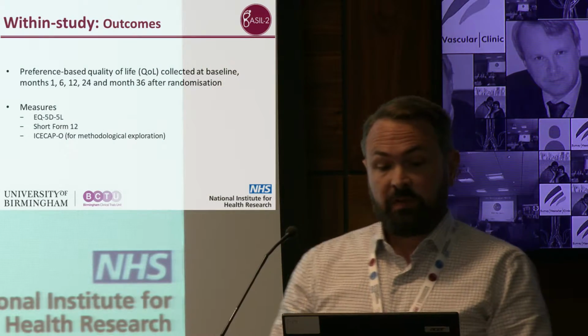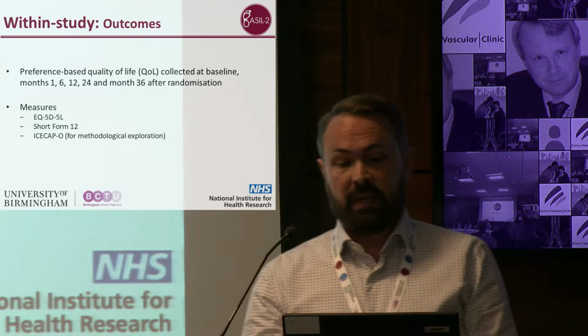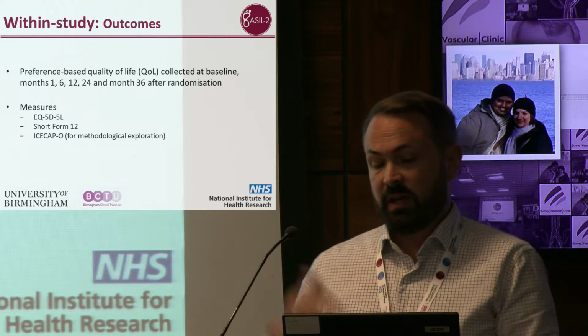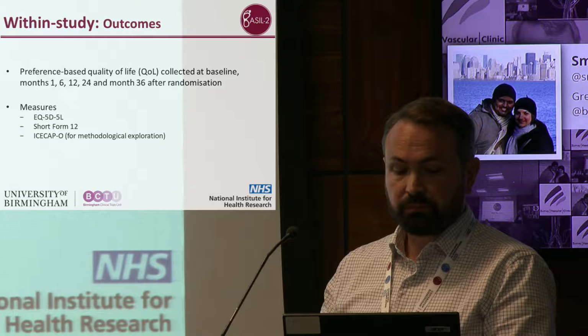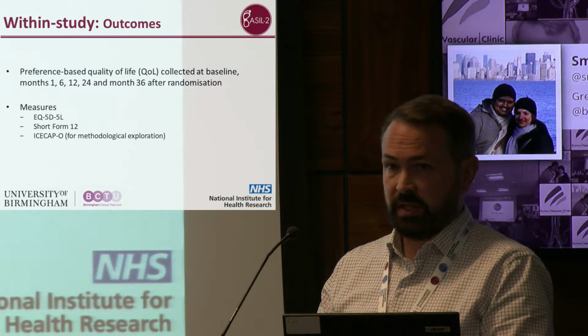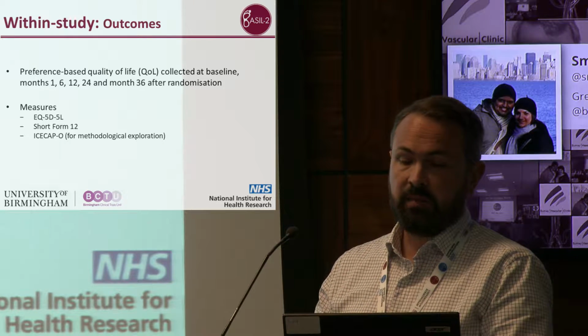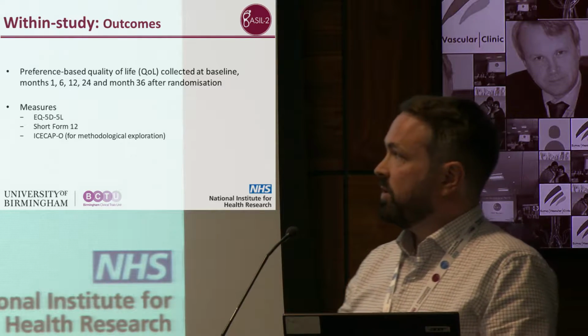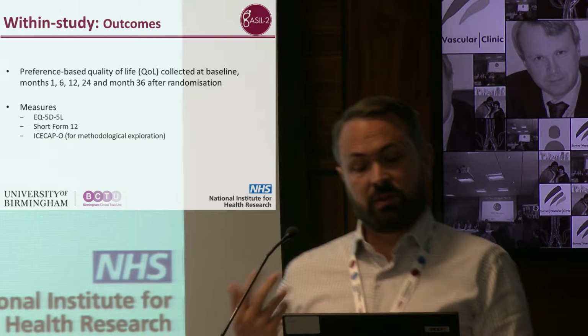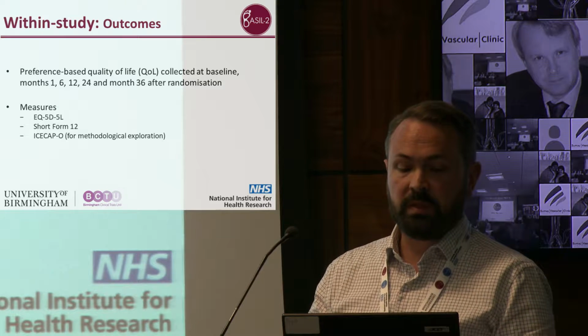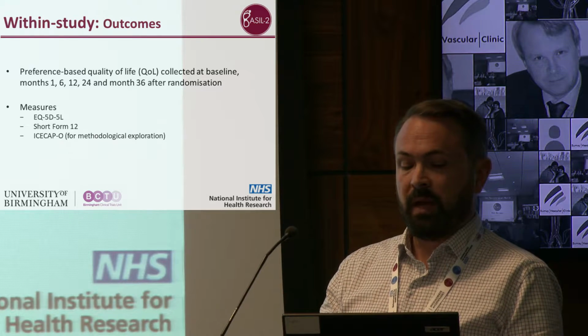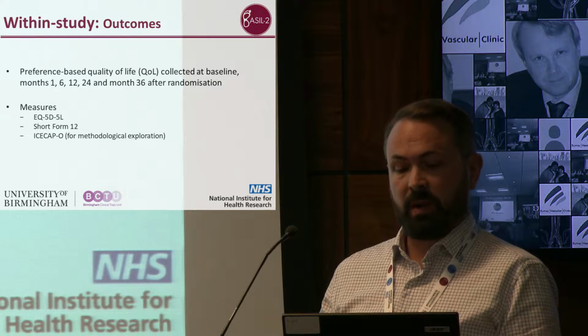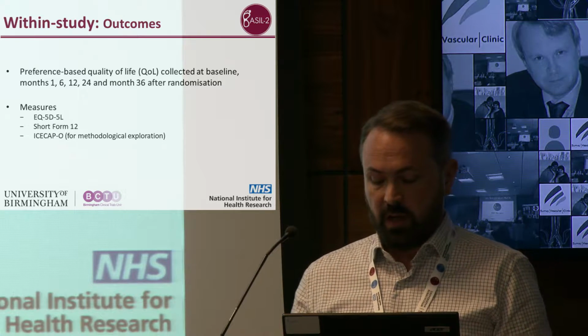We're also collecting the preference-based quality of life, so we're collecting this at baseline and at a number of different points throughout the trial. We're using three different measures: the EQ5D, the SF12, and the ICECAP-O. The first two are just generic quality of life measures. I'm going to talk a little bit about one of them in a moment. And the last one, the ICECAP, was developed in the University of Birmingham and focuses particularly on older people.